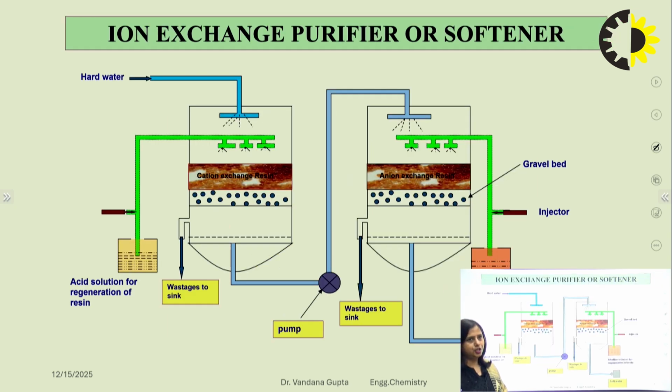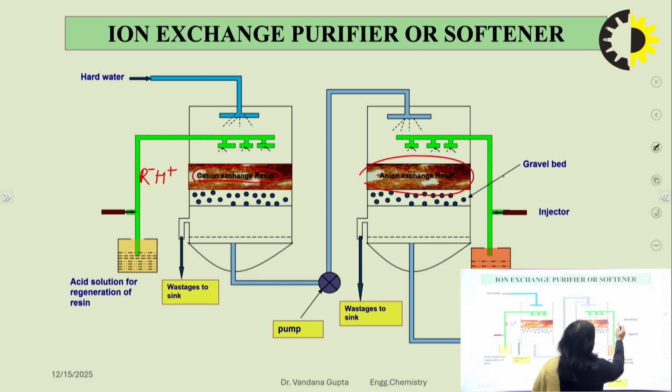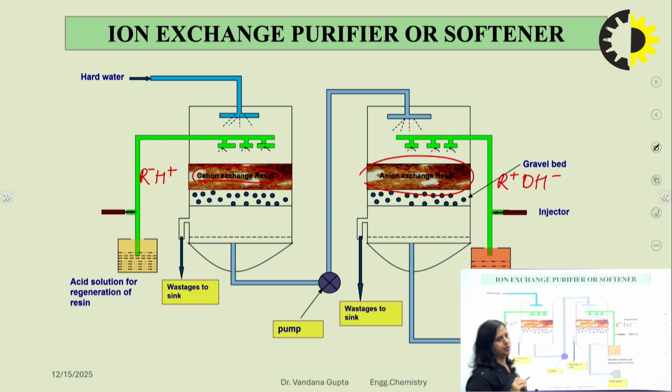This is the ion exchange purifier or softener. It contains two columns. First is the cation exchange column and second is the anion exchange column. The cation exchange column is packed with cation exchange resins. It is represented as R-H+, while anion exchange resins are represented as R+OH-.